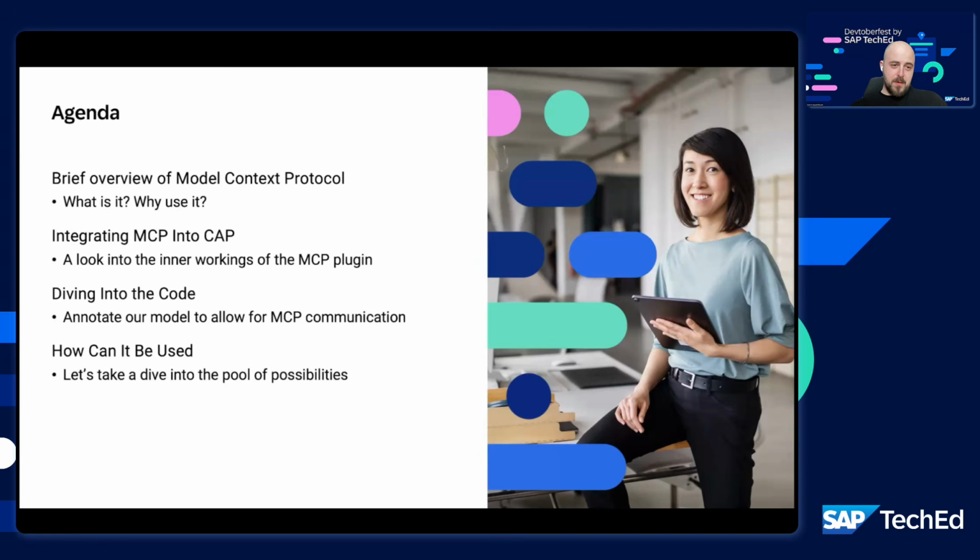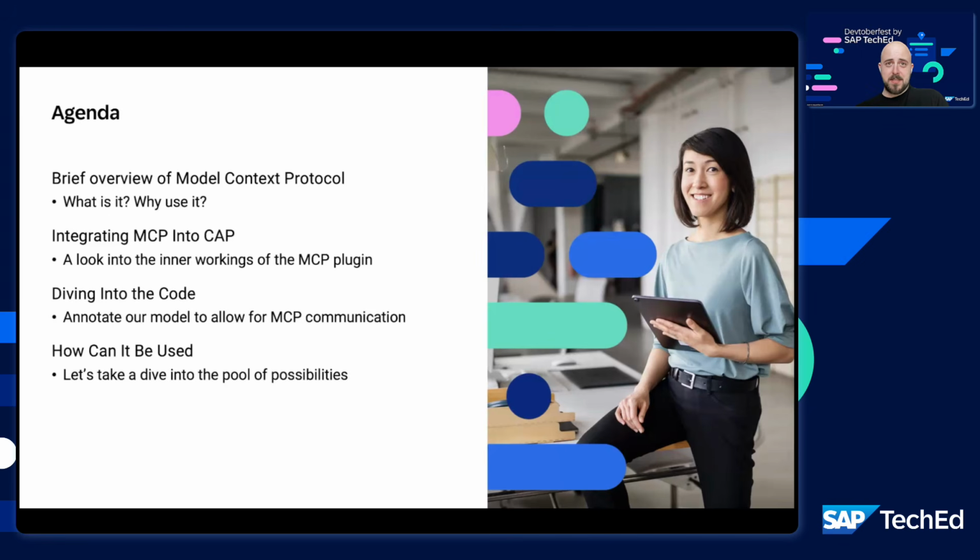But what I want to cover today is just the quick basics, what it is, why we should use it, and then I'm going to go into a little bit about how that was integrated into CAP and what the thoughts were behind that, before we then actually go into the code where you can see how we go about implementing MCP into a CAP application. And of course, I'm going to be covering a little bit about some ways you can use it. So hopefully you'll get the full context here.